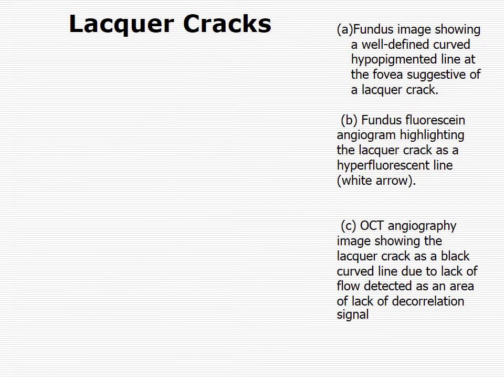Figure A, fundus image showing a well-defined curved hypopigmented line at the fovea suggestive of a lacquer crack. Figure B, fluorescein angiogram highlighting the lacquer crack as a hyperfluorescent line marked by the white arrow. OCT angiography image showing the lacquer crack as a black curved line due to lack of flow detected as an area of lack of decorrelation signal.